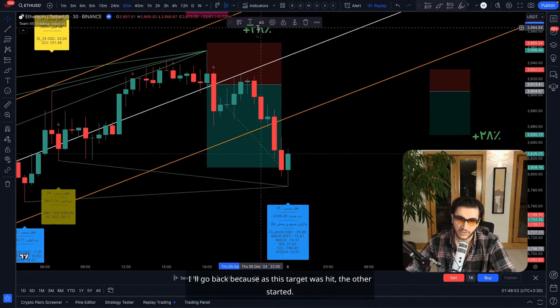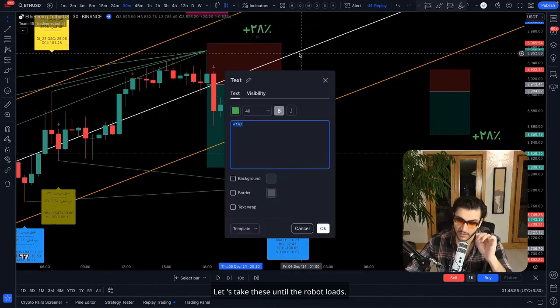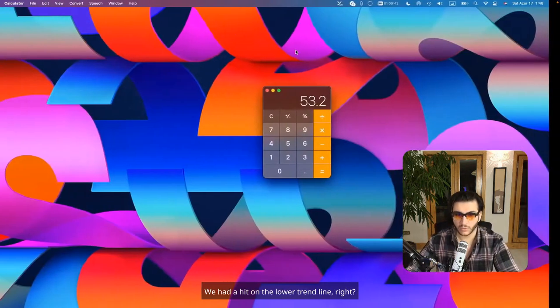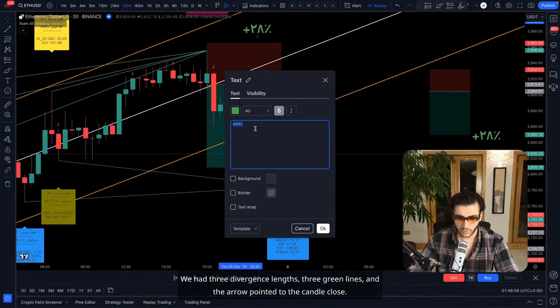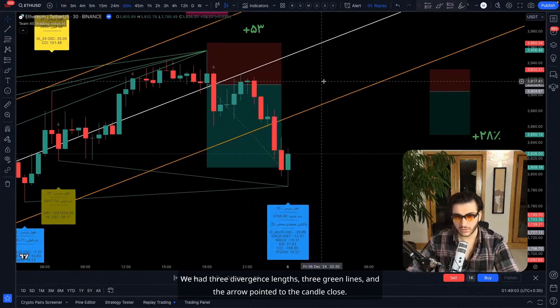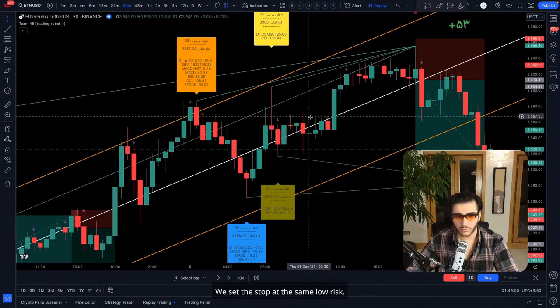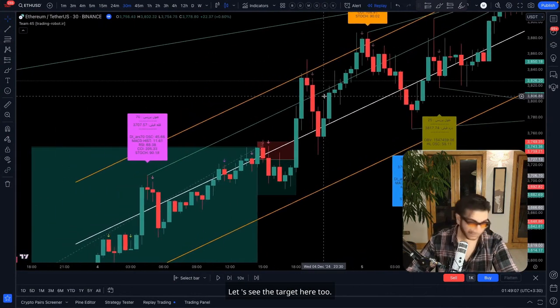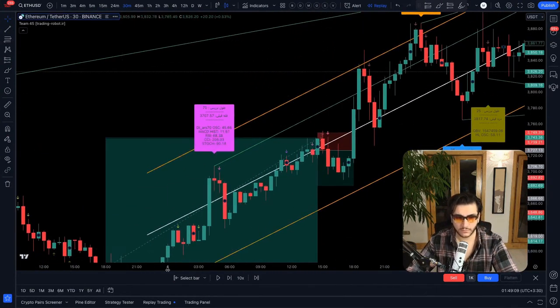We had another position here. I'll go back because as this target was hit, the other started. Let's take these until the robot loads. Good. We had a hit on the lower trend line. We had 3 divergence lengths, 3 green lines, and the arrow pointed to the candle close. We enter there and go. We set the stop at the same low risk. It hit the target.